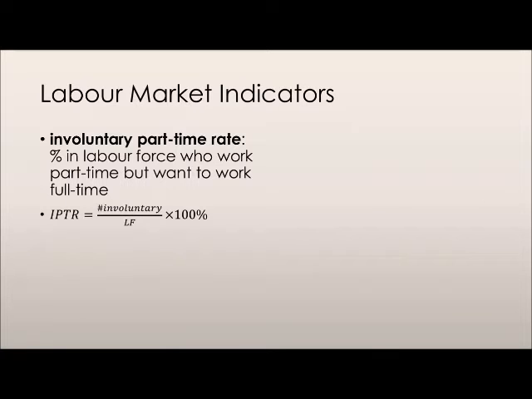Our next labor market indicator is the involuntary part-time rate. And the involuntary part-time rate is simply the percentage of people in the labor force who work part-time jobs but want full-time jobs. And this is calculated as the number of involuntary part-time workers divided by the labor force multiplied by 100. Let's take a look at an example.